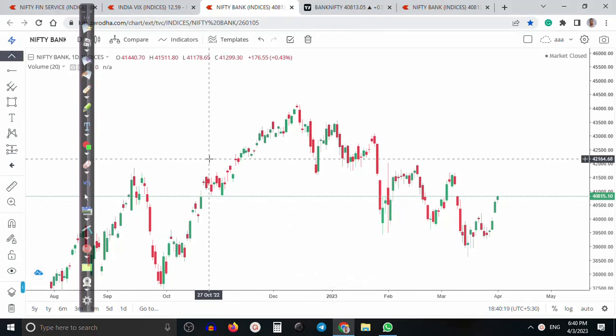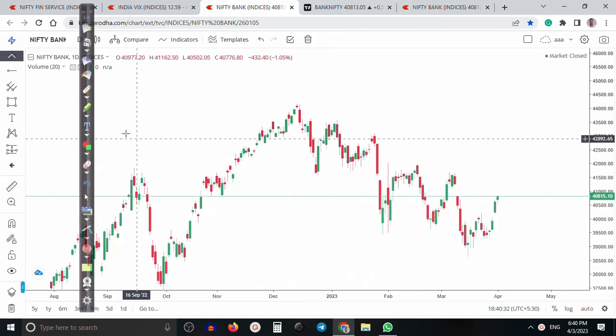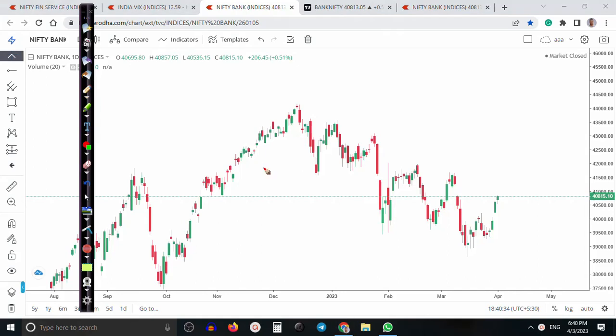Okay guys, in this video I'll show you exactly how we identify demand and supply zones, so you can use it in any time frame. Basically, I'm showing this on the daily time frame of Bank Nifty. Demand means price is bouncing from a specific level. This area is called a demand zone, and this area is called a demand zone.